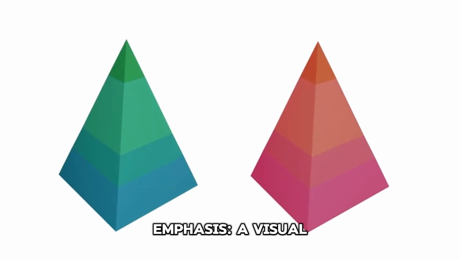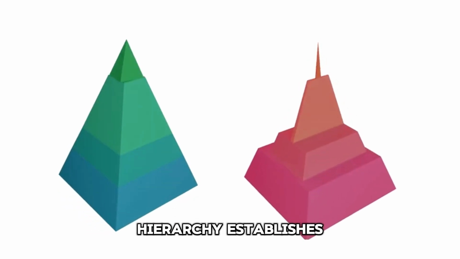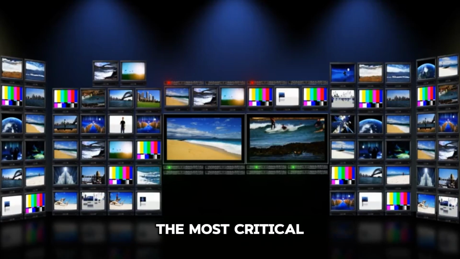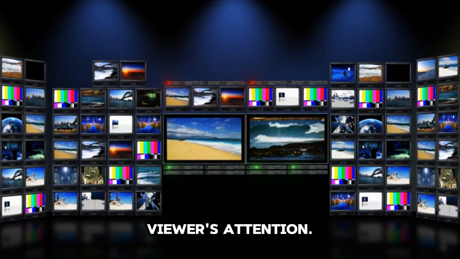Hierarchy and emphasis. A visual hierarchy establishes the order of importance in your design. Use size, color, or placement to emphasize the most critical elements, guiding the viewer's attention.